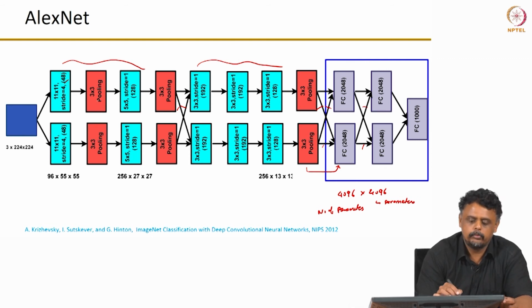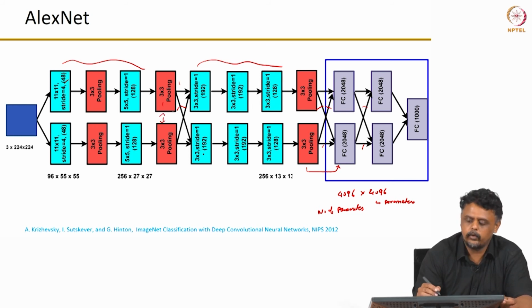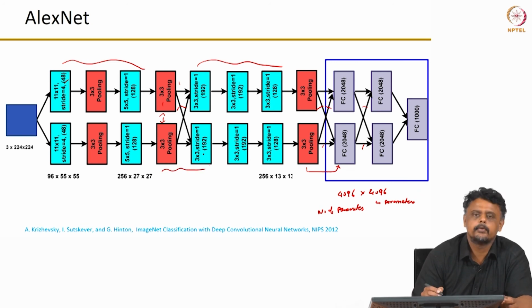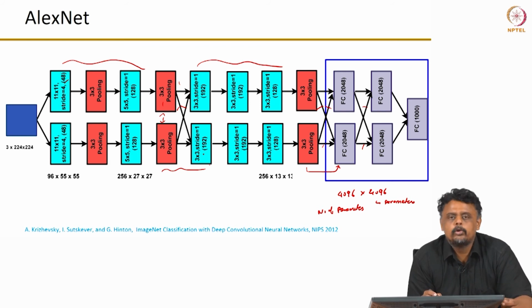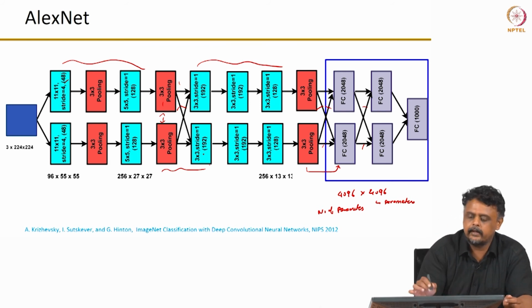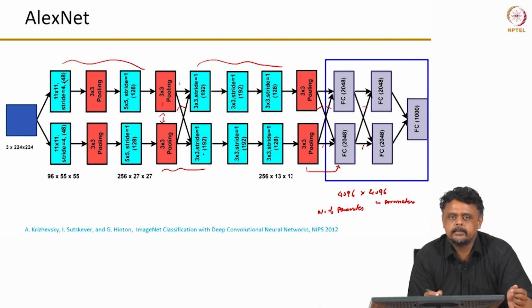multiple pathways, or 2 pathways. If you come to this layer, the output activation here includes feature maps from both the GPUs. So, in this one layer the computations involve feature maps from both the GPUs, while in the other layers they are done independently. So, this is like having 2 different pathways in the network.